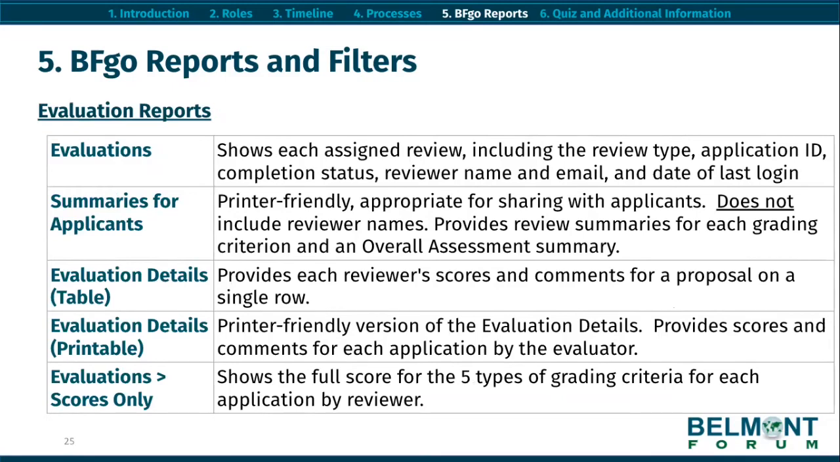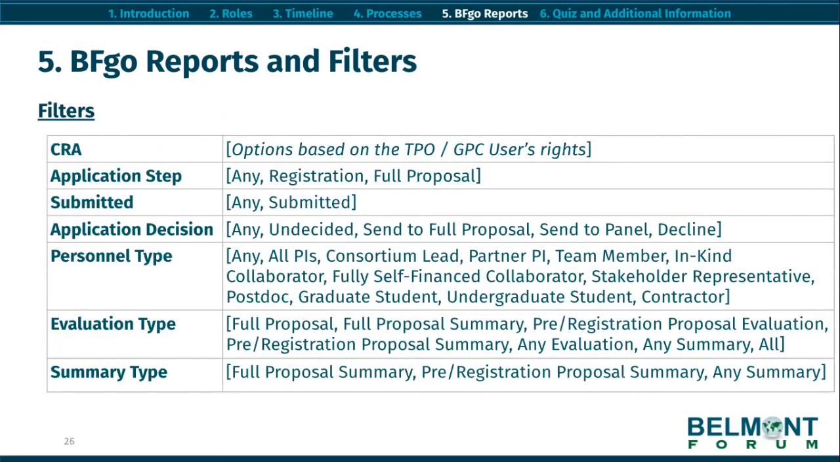An evaluation details table provides each reviewer's scores and comments for a proposal on a single row. A printer-friendly version of the evaluation report is also available. The evaluation scores only table shows the full score for the 5 types of grading criteria for each application by the reviewer. As shown here, there are various types of filters available when running reports.